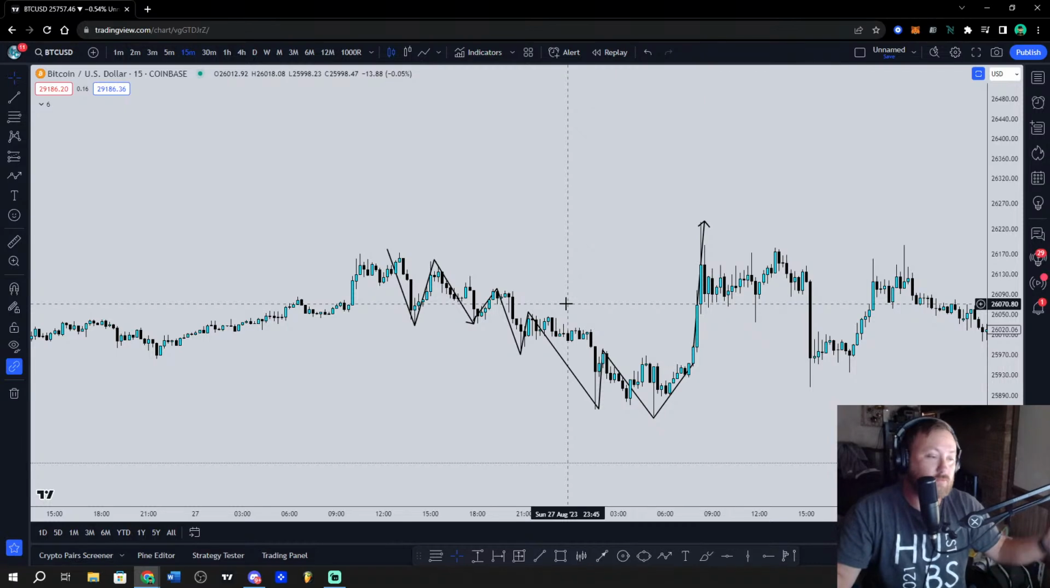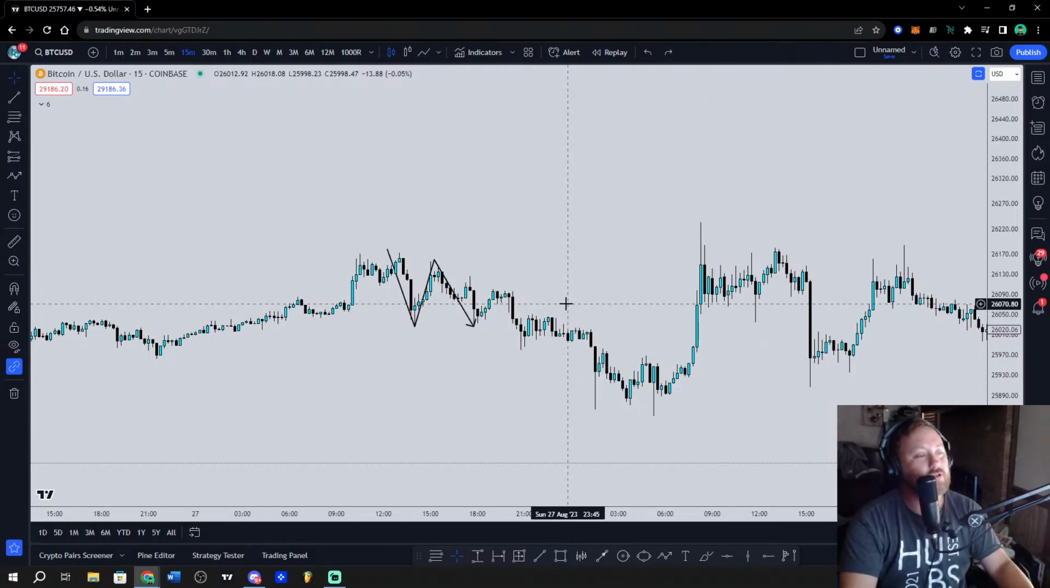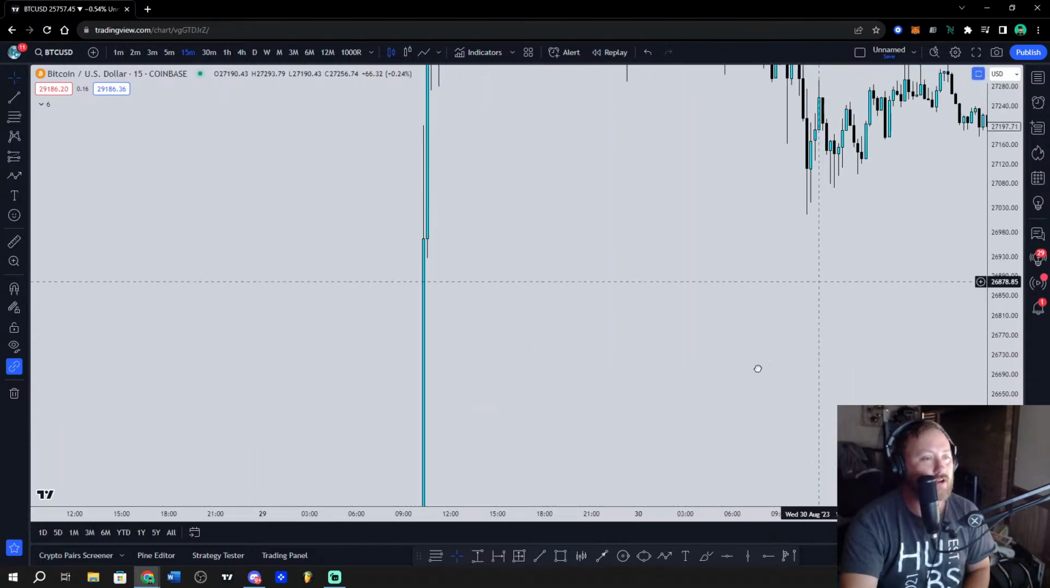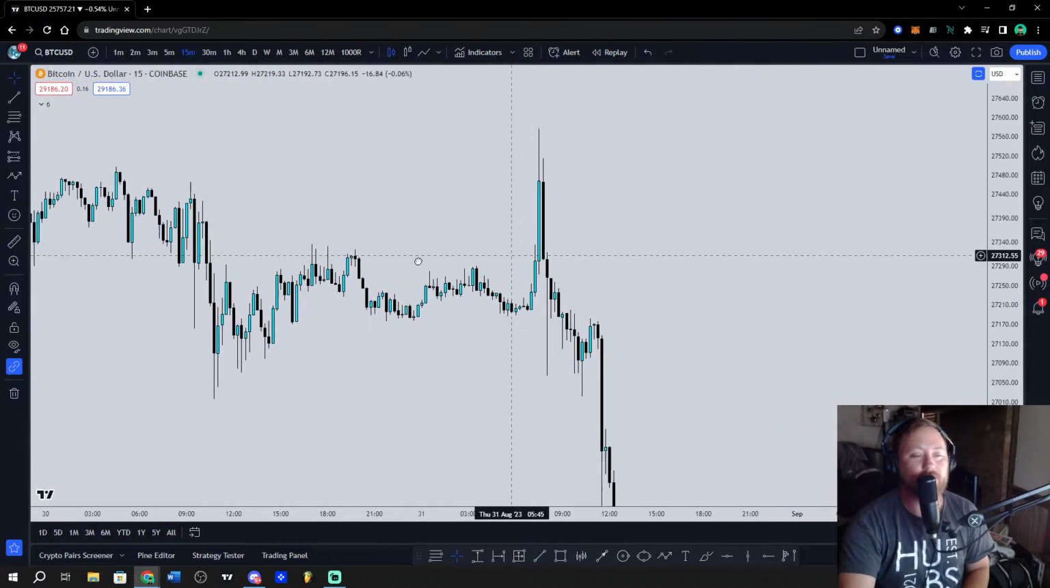So that's just a little bit of basics on market structure. I just wanted to go over that today, and then now I will say hello to friends.